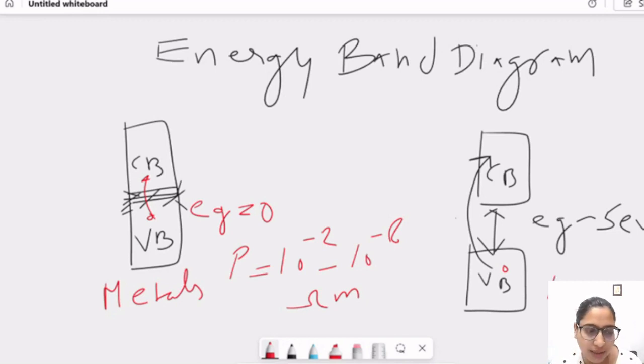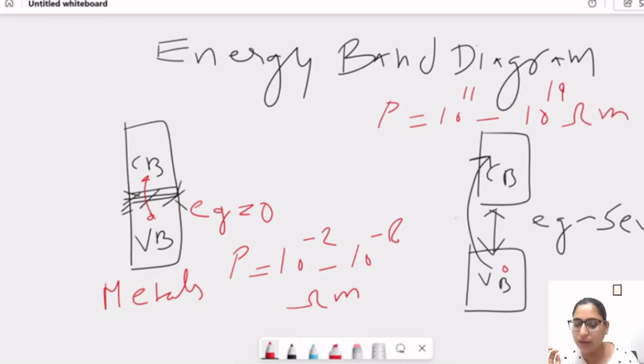If I talk about resistivity, insulators have very high resistivity, 10 to the power 11 to 10 to the power 19 ohm meter. So an electron in the outermost shell doesn't have that much energy to take part in conduction. So insulators are very bad conductors. Okay, I think this is not showing to you, I will write it here: 10 to the power 11 to 10 to the power 19 ohm meter. Clear? So now our third term is semiconductor.